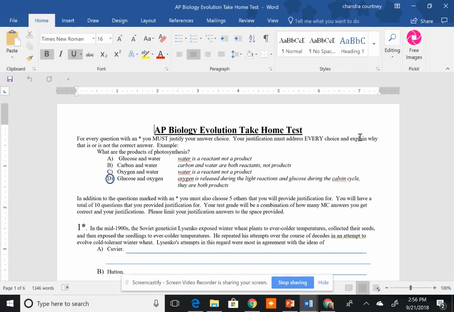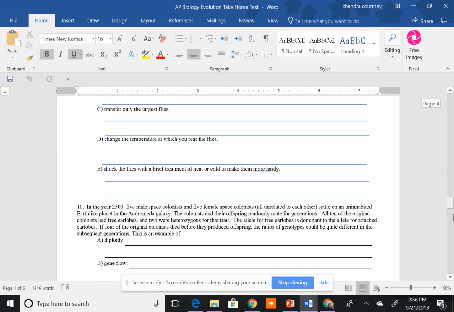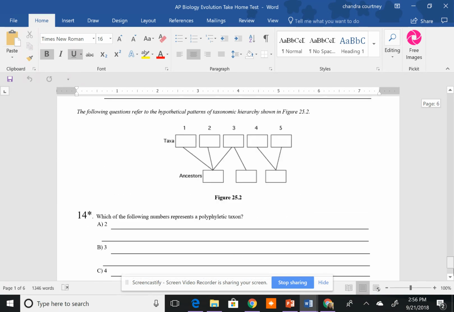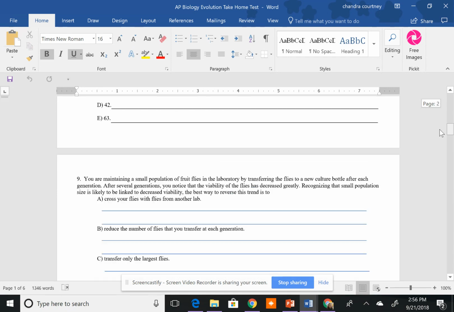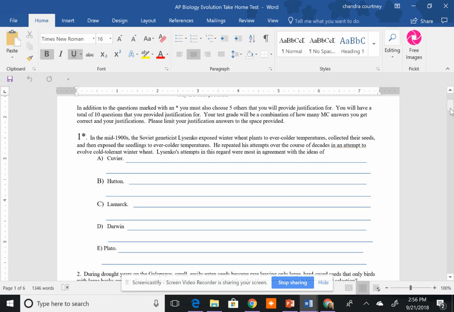Now, it's not as daunting as it looks. It is 14 questions total, but all of the questions are multiple choice. If you skim through real quick, you'll notice all of them have answer choices. Now, they also have lines, not a lot of lines, but some lines nonetheless. So let's talk about what it is you're doing. If you look at the front of the packet, you should notice that some of the questions have a little asterisk next to it.